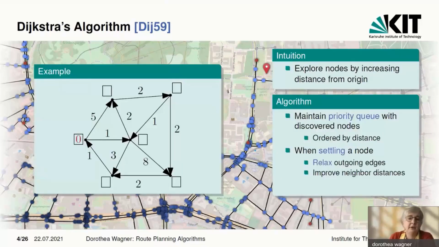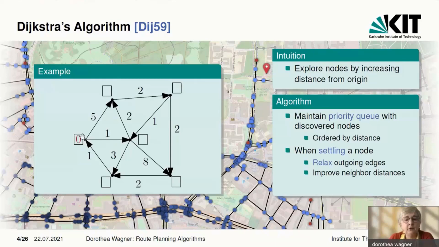Maybe I should explain once again in a bit more detail how Dijkstra's algorithm works. And in order to do so, let's look at this small toy example. This small toy example consists of certain nodes and directed edges. And here at the directed edges, we have weights, travel times. The source node is this node here.